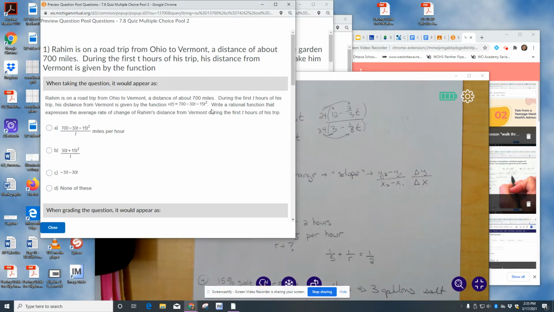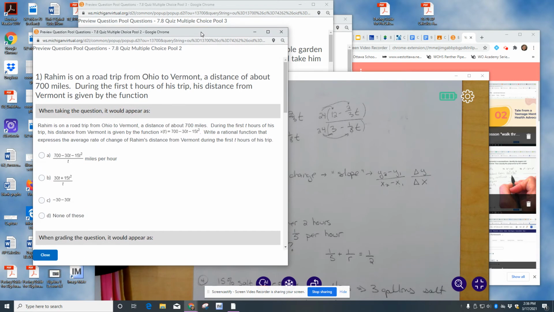So let's peek at this again. Write a rational function that expresses the average rate of change of his distance. So think again. Your input is time. Your output is distance. This function is your y. That's your output. And your input is your time. So it says during the first T hours, so this is your delta x, and this is your delta y. So all they're asking you for there is kind of a slope. Change in y over change in x.